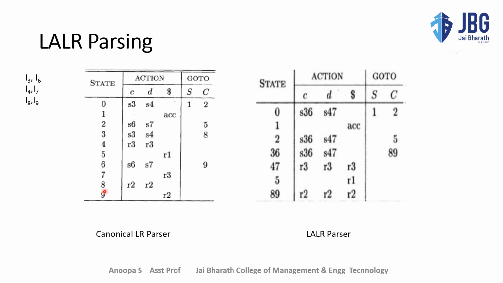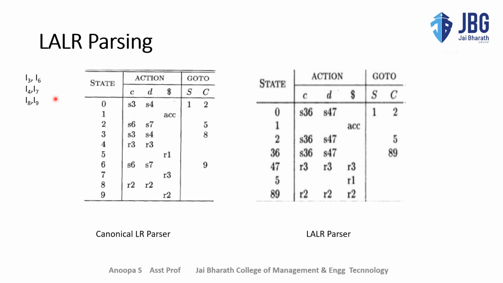Similarly, in the state names also you have to change: 3 has to be written as 36. After writing this, you will see that 36 repeats, because in 6 also I will write 36, and here also I will write 36. So you have to merge these two states into a single state, here 36 and here 36. At that time you have to merge the values in the rows. So on 3 we have C, d: S3, S4, and on 6 we have 36 here.